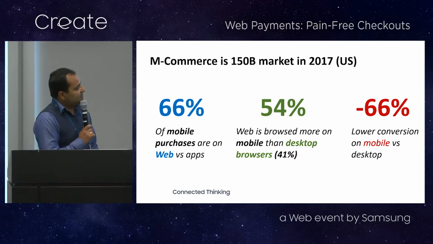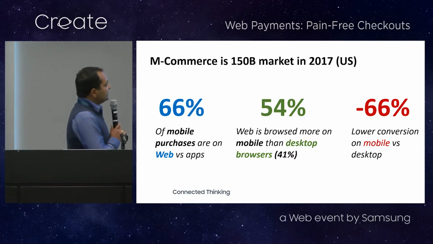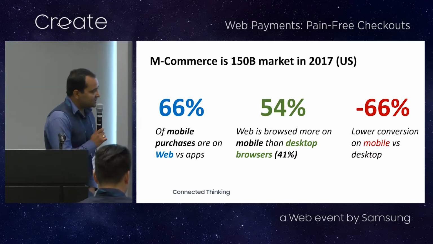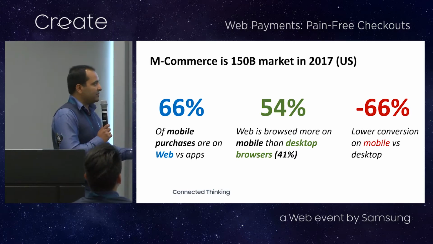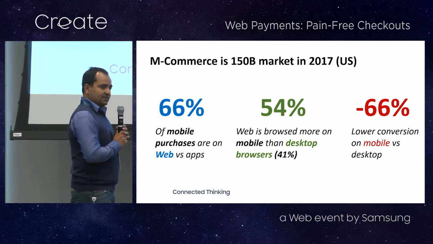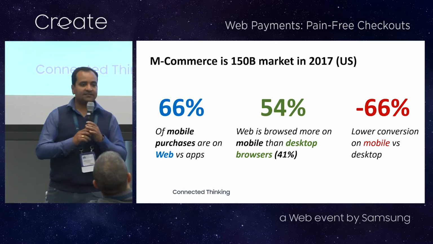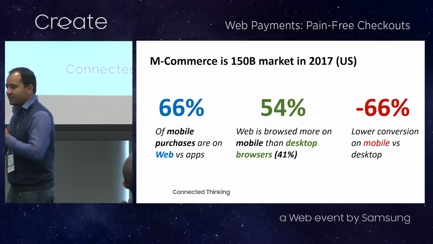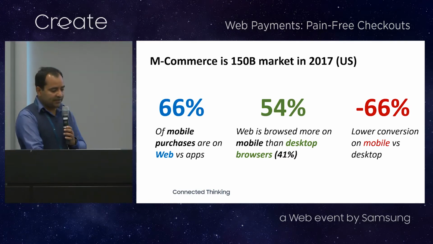However, the third number is what we're going to talk about today. It's the most concerning one. Exactly 66% lower conversion happens on the mobile web compared to desktop web. What that means is that for every 100 people who buy something on desktop, mobile lacks 66%. A very small number of people actually finish buying. Why is that? Let's take a look.